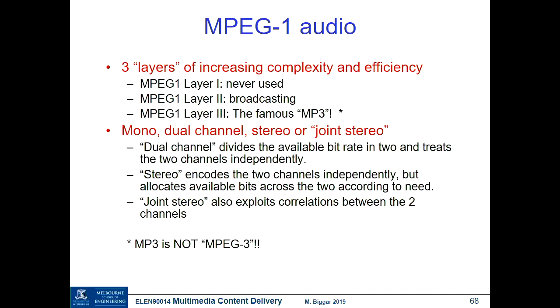These coders were dual channel, so intended for one or two channels. They could operate in mono mode with just one channel, and they could operate with two channels in a couple of different modes. As you see, what they call the dual channel mode, don't bother memorizing what these names mean, divided the available bitrate into two, and you just code the two channels completely independently.